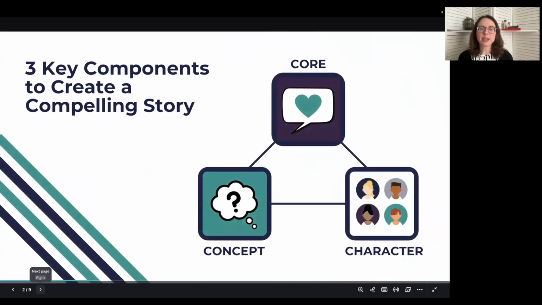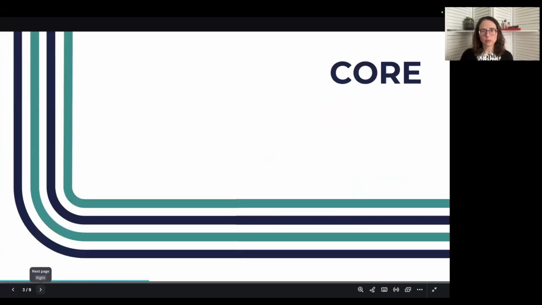We're going to be looking at three key components to create a compelling story. The first is a core, or a core message, or what's at the core of the story. We'll talk more about that in a minute. We also have a concept. You may have heard the phrase high concept. That's going to be the thing that draws in our reader. And then we have a character that is hopefully memorable and engaging for our reader. So let's talk about each of these three components in some greater detail.